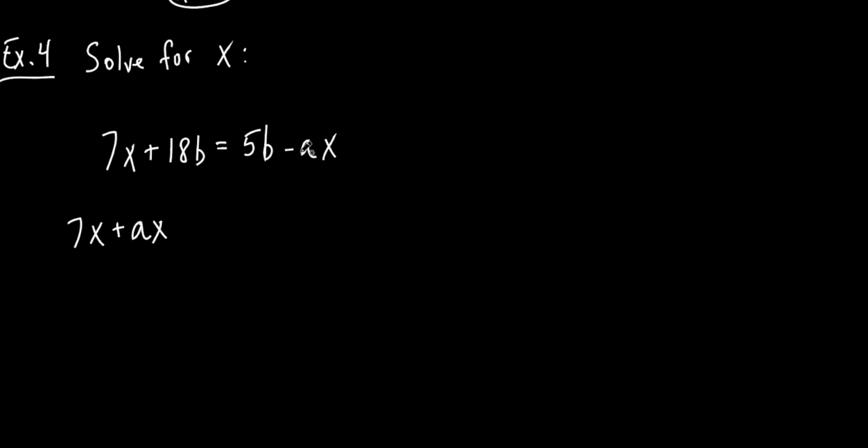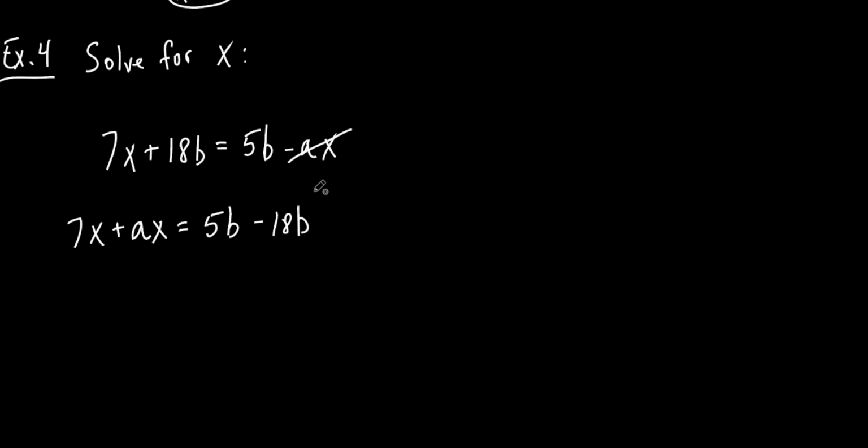All right, so I got the x's. I got rid of this x, put it over here. So this has a b and this has a b. Where do you think I'm going to put that? I'm going to put it on the other side, okay? So let's do that. Well, what do I have already over on the right side? 5b. I got to get rid of this plus 18b. How do I do that? I subtract an 18b.